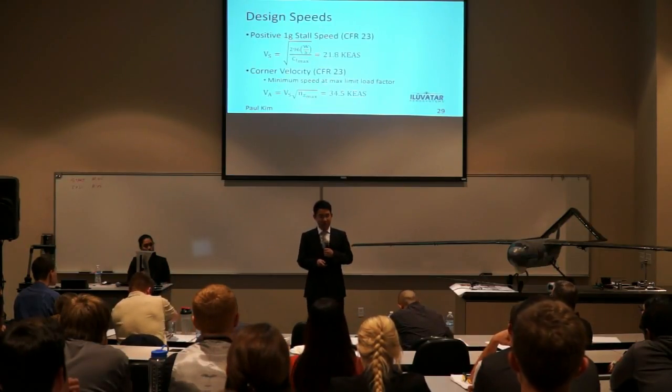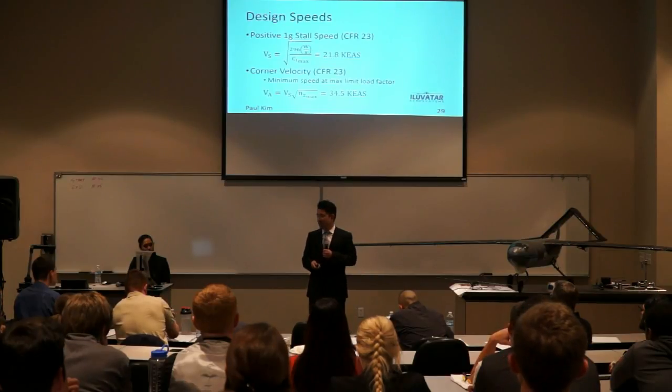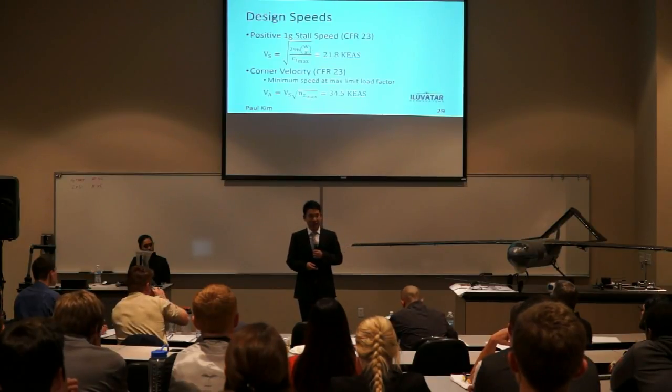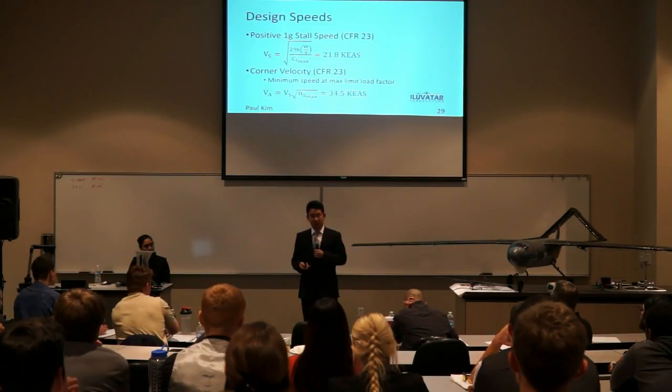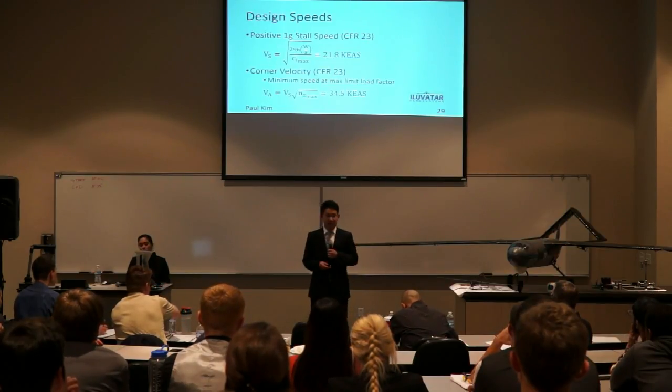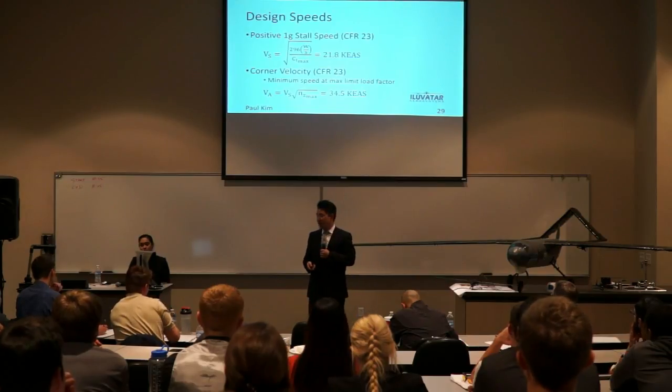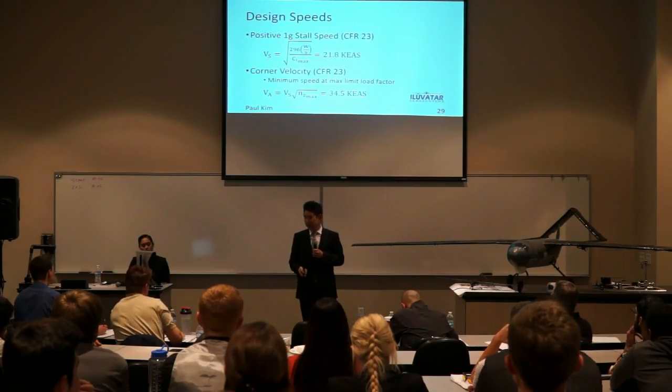Design speed was also given by CFR 23, and the stall speed was calculated to be 21.8 knots equivalent airspeed. Using this value, we calculate the corner velocity, which is the minimum speed at max limit load factor, and that was calculated to be 34.5 knots equivalent airspeed.